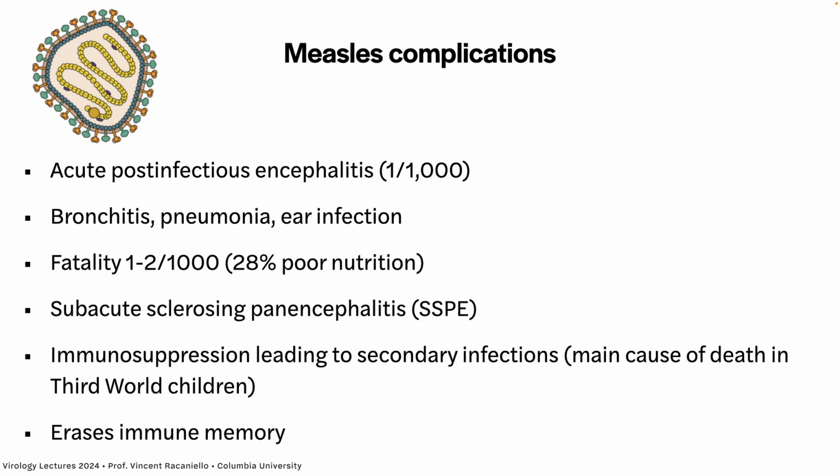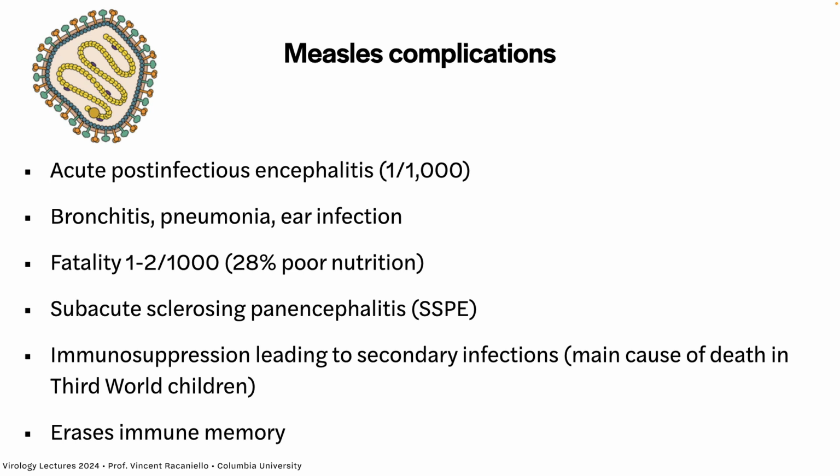And then a long-term complication is called SSPE. This is a chronic degenerative neurological disease where 10 years after a child has had measles and has recovered, suddenly they begin to lose motor and cognitive function, degenerate neurologically, and inevitably will die. And the frequency of these may be 1 in 10,000 cases.